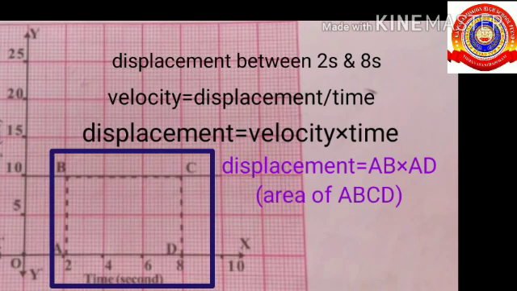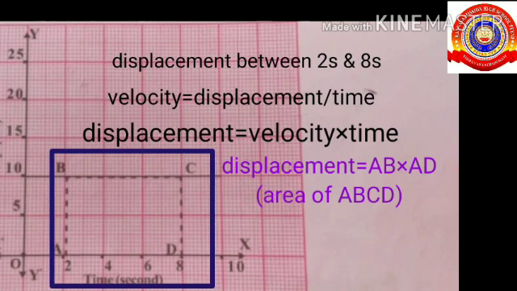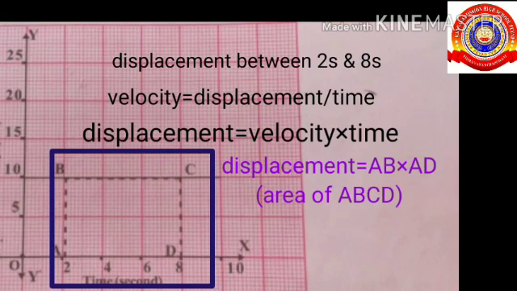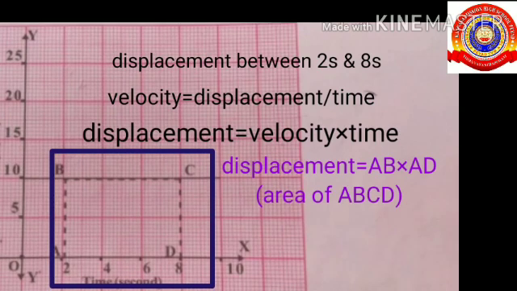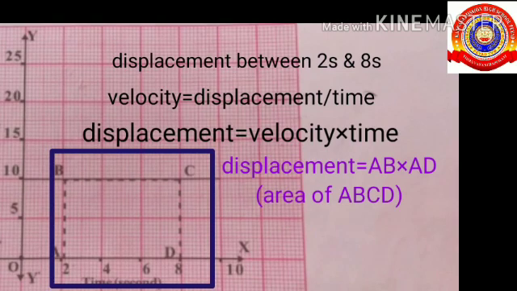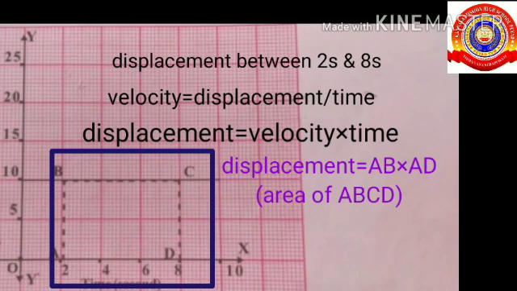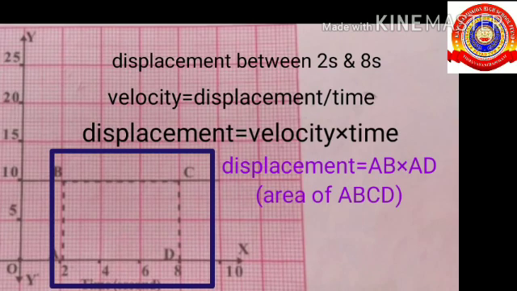Once more, here we are finding the displacement between 2 second and 8 second. We already know the equation for velocity, and from that we have the equation of displacement, that is equal to velocity into time. From the graph, we have the velocity as AB and time as AD, that is AB into AD, and that portion is the area of ABCD. This is the displacement from the graph.